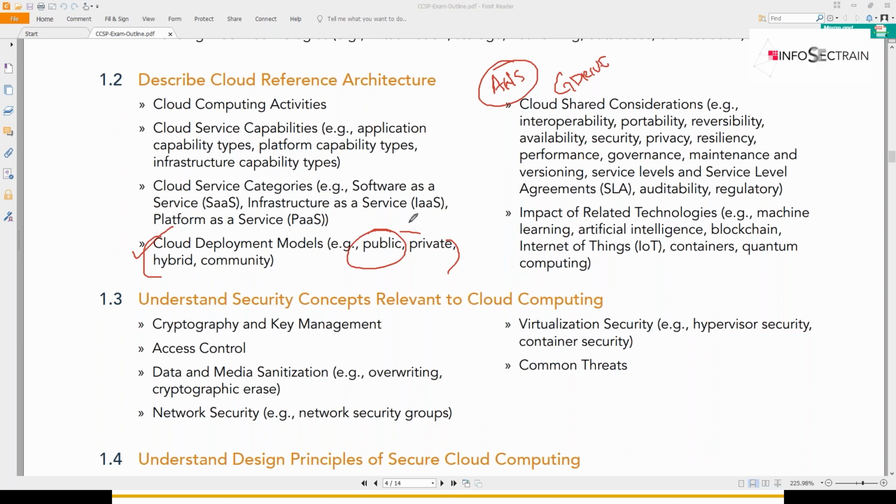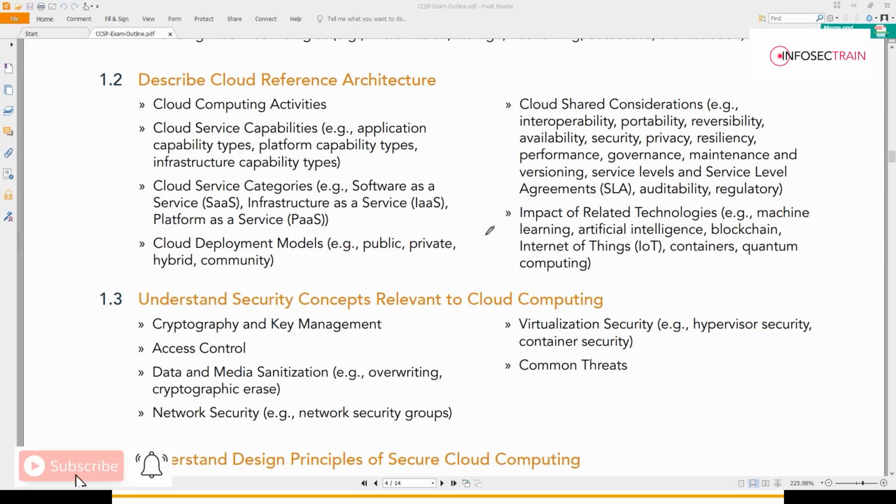But at the same time, when you go for a private cloud, that's a very important thing you have to understand. Let me give an example here. We can say there are two types of private cloud. One is called on-premises private cloud, and the other is off-premises private cloud. So we have an on-premises private cloud and we have an off-premises private cloud.